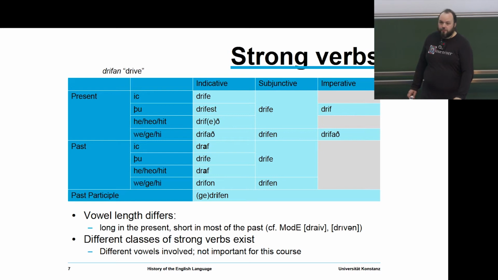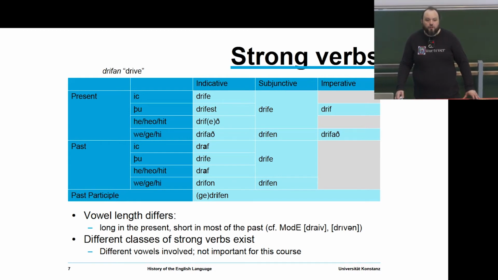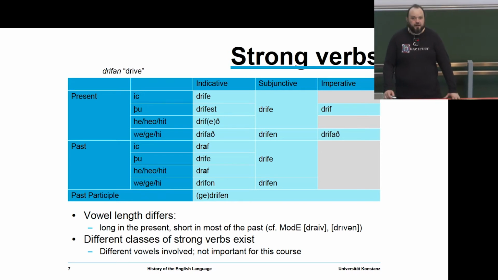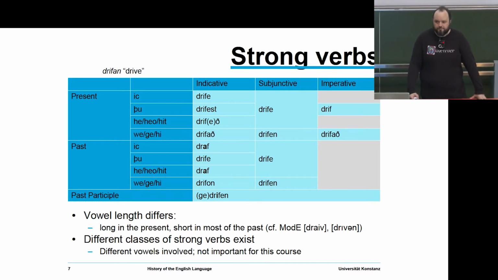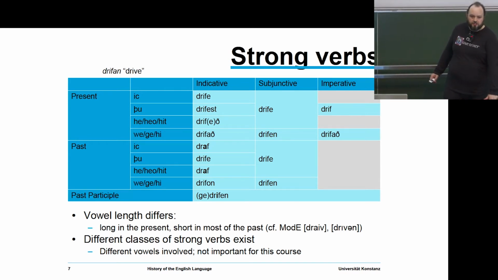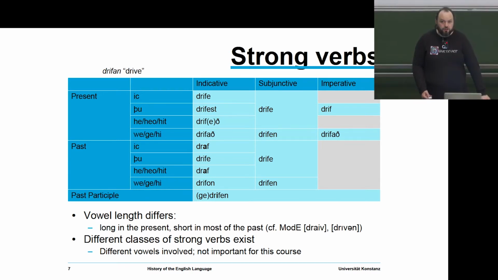And again, you've only got one ending in the plural, and in the indicative plural it is on, so we drivon, ye drivon, he, third person plural, drivon. And then you've got a past participle, gedriven. And again, I've put the ge on, but the ge is optional, and it can show up in other places too. So don't take this ge too seriously. Okay, are there any questions about this?